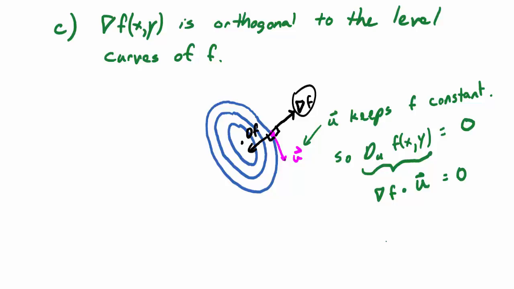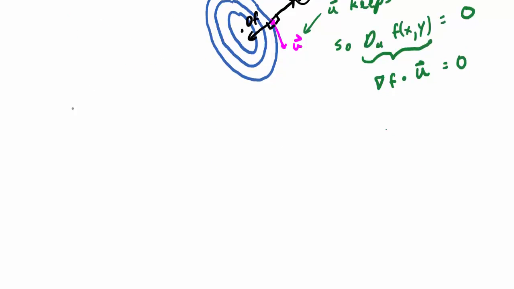And the fact that if you want to stay on a level curve, then u is going to point in a direction that's tangent to the level curve. Okay? All right. And then I won't prove this, but I will make this statement. Del f of x, y, z.